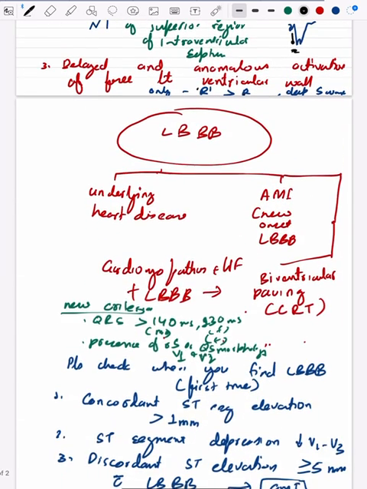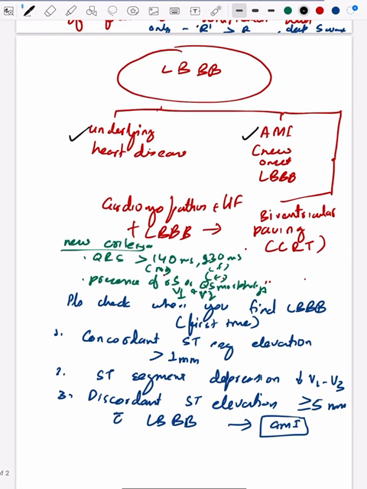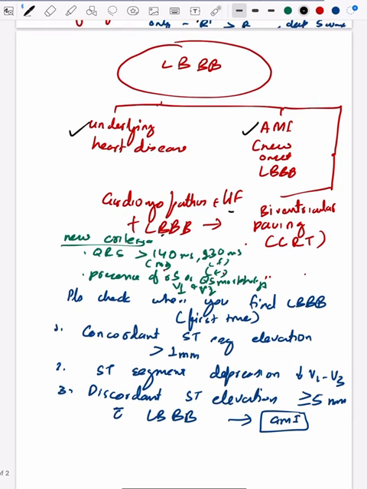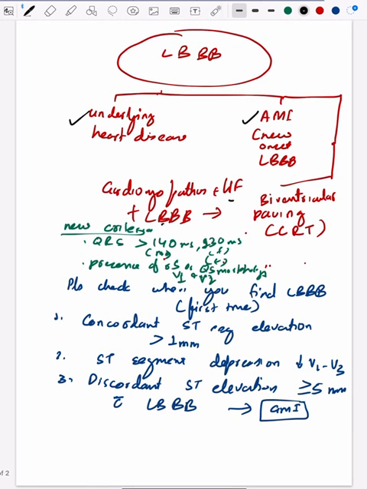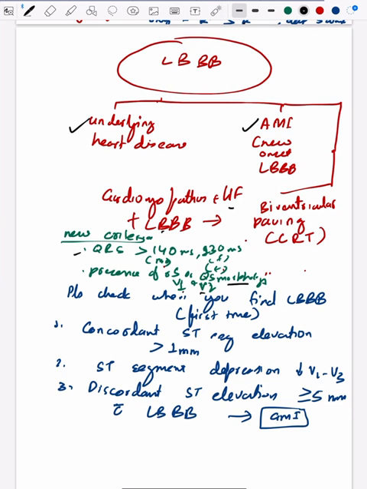Then what does LBBB signify? LBBB always signifies underlying heart disease, or acute myocardial infarction if it is new onset LBBB, or it is an indication for placing biventricular pacing, cardiac resynchronization therapy, for cardiomyopathy with heart failure with LBBB. Now for this, the criteria is simple. The new criteria for pacing: QRS complex of more than 140 millisecond in men, 130 in women, then presence of RS or QS morphology in V1 and V2.